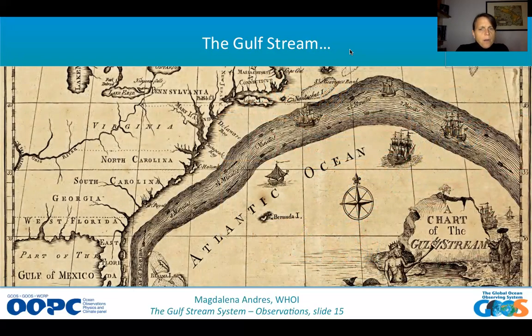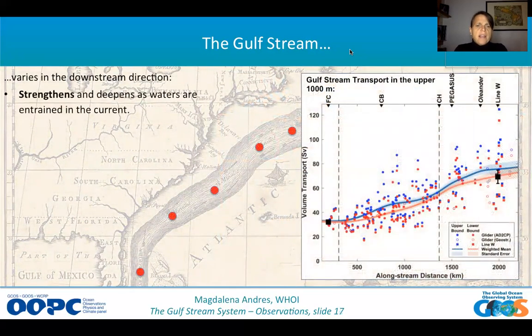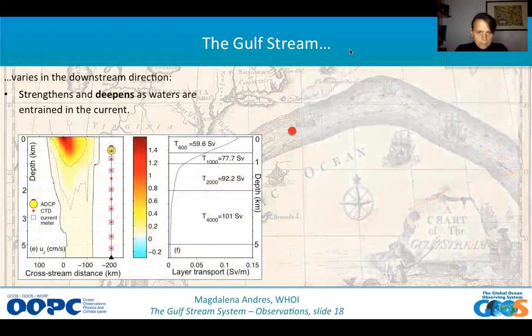One of the characteristics of the Gulf Stream is that it varies greatly in the downstream direction. The current strengthens and deepens as waters are entrained in the current. As a matter of fact, south of New England, the Gulf Stream reaches from the surface down to about 5 kilometers depth as a full water column current.